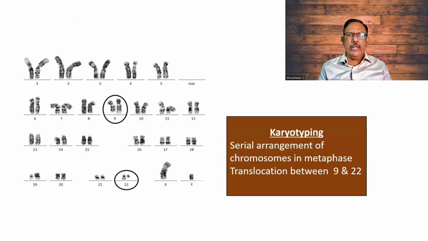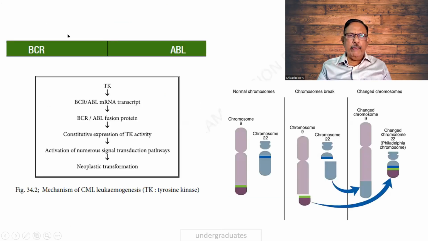Karyotyping is nothing but the study of the chromosomal distribution or division arrested at metaphase, and they arrange it sequentially, after which they study. In this case, there is something wrong with chromosome number 9 and 22. Part of the segments have been exchanged, and this is called translocation. This you people will have to write because Philadelphia chromosome by itself is a separate question.